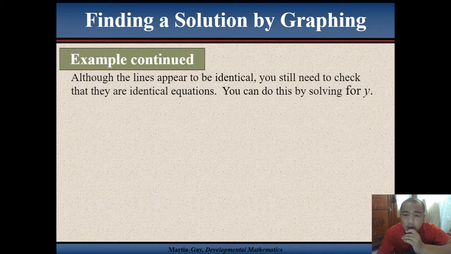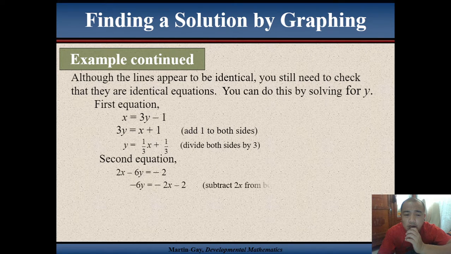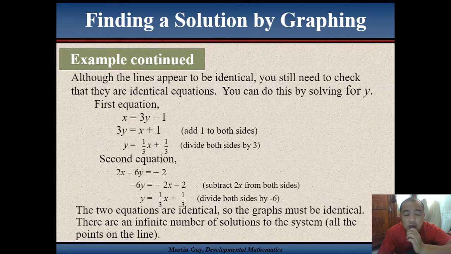Although the lines appear to be identical, you still need to check that they are identical equations. You can do this by solving for y. So first equation, x equals 3y minus 1. 3y equals x plus 1. Okay. Right. The equation is y equals 1/3 x plus 1/3. Second equation. Okay, they are the same equations. So the two equations are identical.